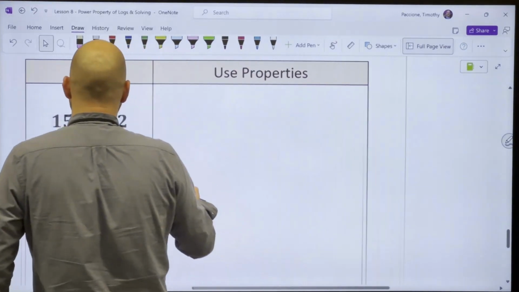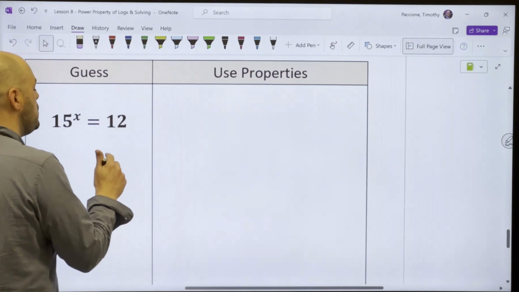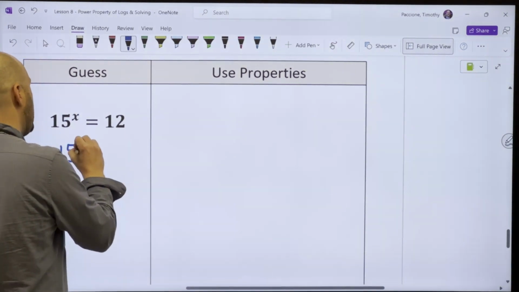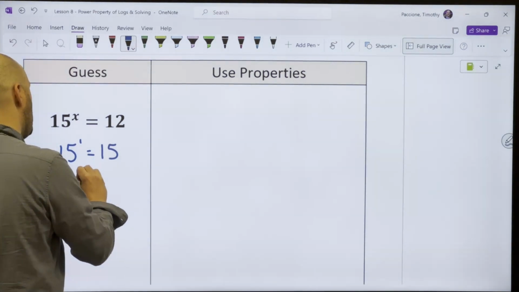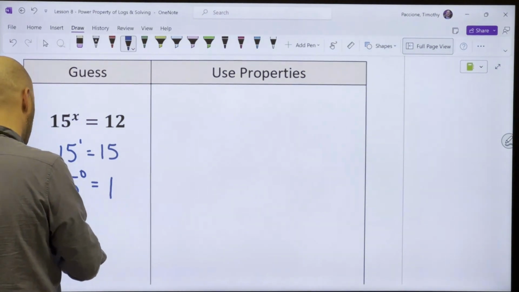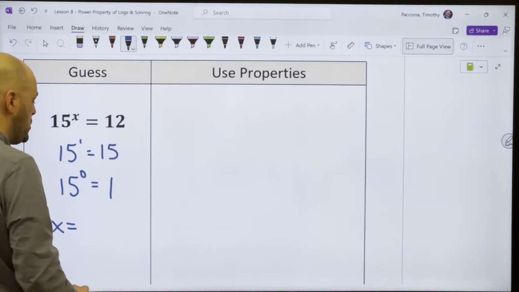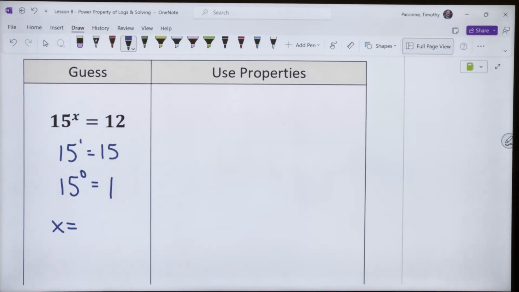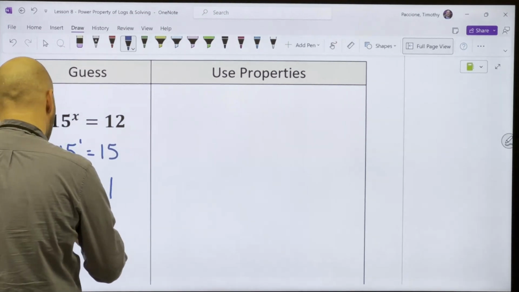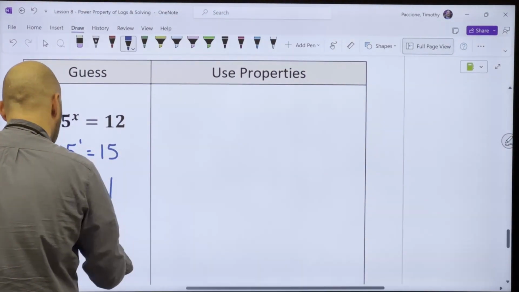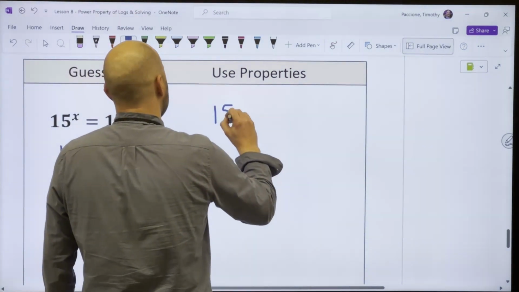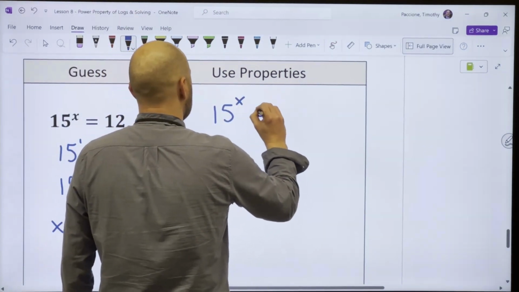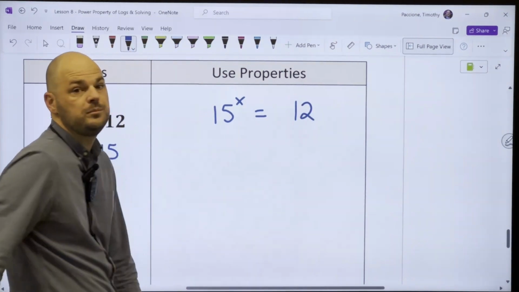All right, how about this one? 15 to the x equals 12. Well, again, if we want to estimate, 15 to the 1 is 15. 15 to the 0 is 1. So maybe x is between the two, 0 and 1, right? Because 12 is less than 15. Maybe 0.8? Sure, let's check it out. Okay, so 15 to the x equals 12.